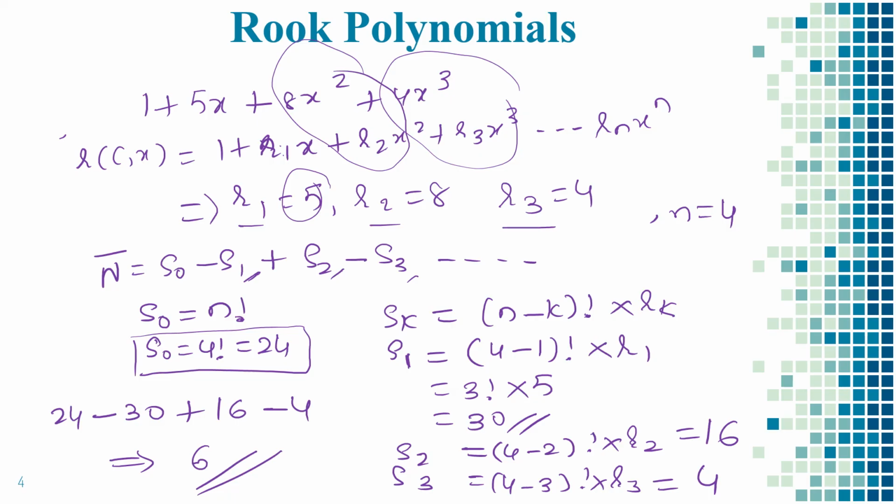So this is how you need to calculate the arrangements in the forbidden positions. So this completes the solution.